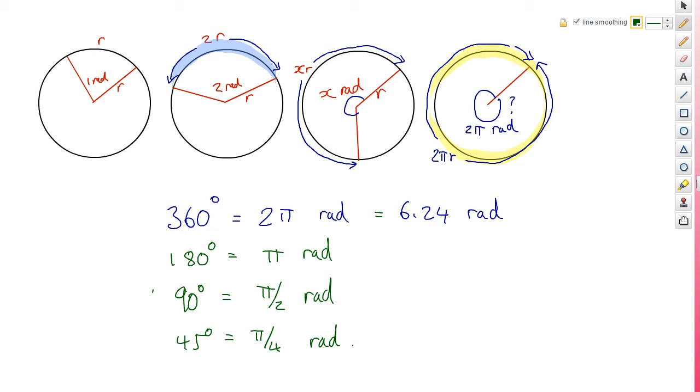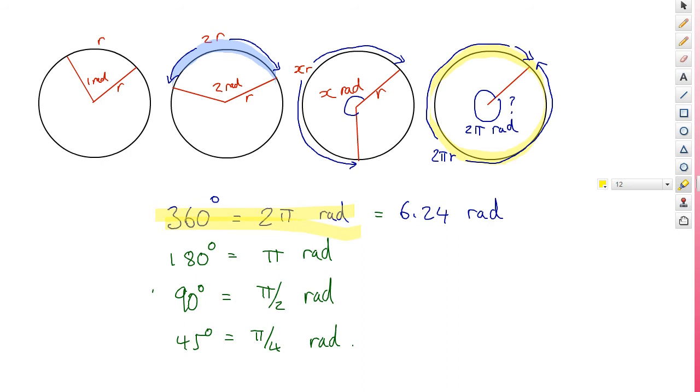What if we had a kind of funny angle, like 63.5 degrees or 12 radians or 1.6 radians or 50 degrees or whatever it is that doesn't just fit into one of these easy ones? Well, we need some way to convert. So let's have a closer look at how to convert from degrees to radians and radians to degrees.